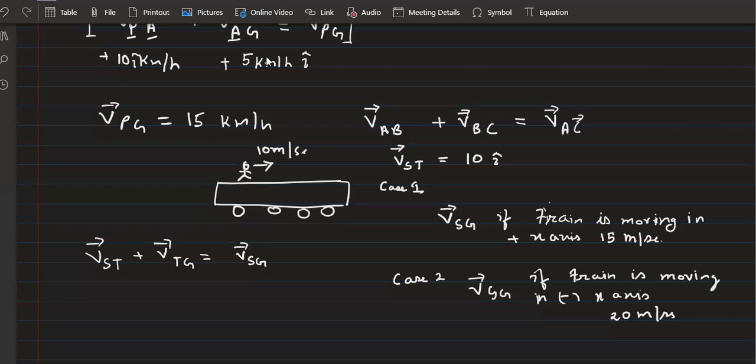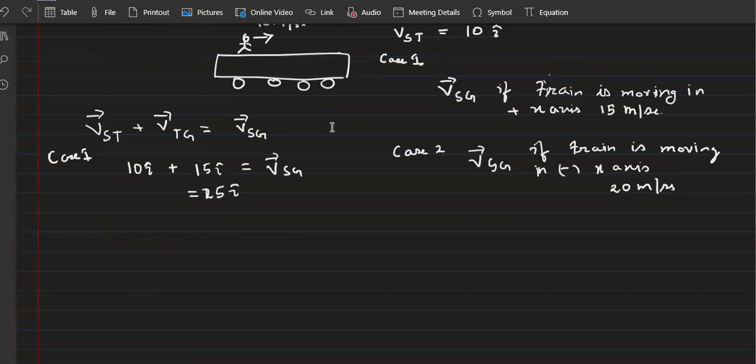Okay, let's see. Case 1. The velocity of Shah Rukh Khan with respect to train is 10 i plus the velocity of train with respect to ground is 15 i. So the velocity of Shah Rukh Khan with respect to ground is equal to 25 i cap. Got it? It's simple, right? Very good.